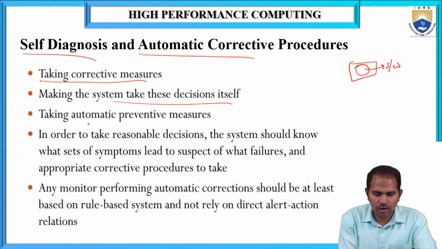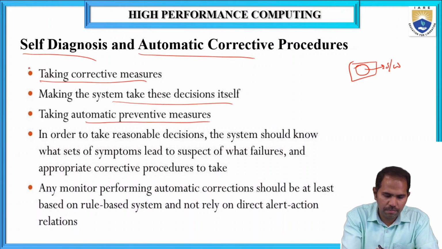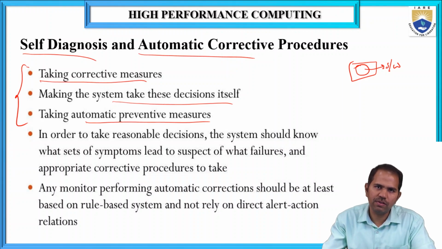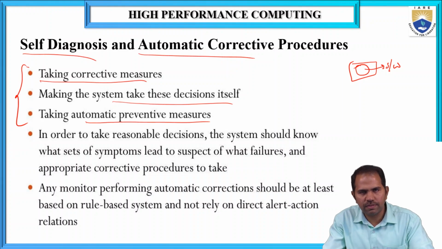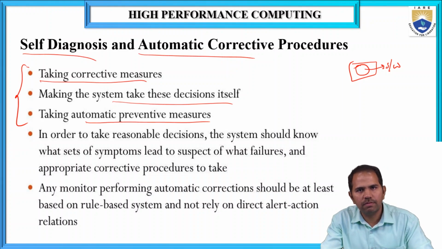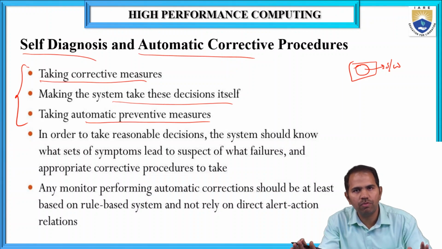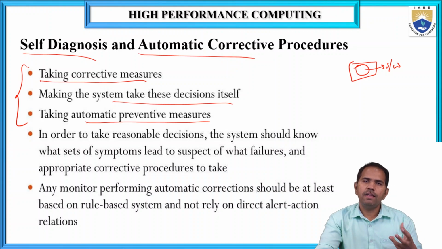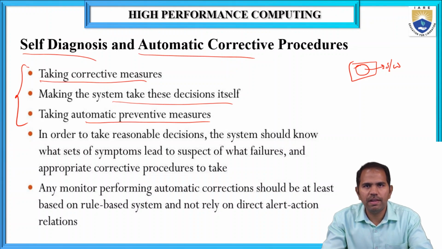Now see here, taking automatic preventive measures. These are the three important things. Taking corrective measures: the software should take correct measurements, and through those measurements we identify the problems. The second thing is, once a problem arises, you have to take a decision. This is the solution to this problem, and the system itself has to take the decision. And automatic preventive measures have to be taken for problems that may arise in the future.